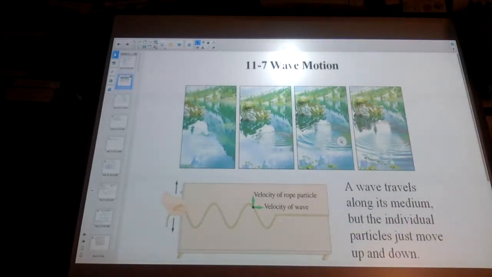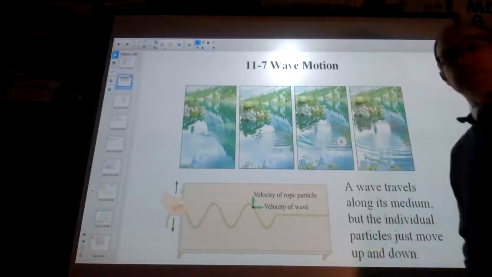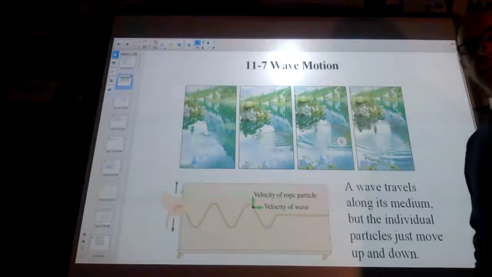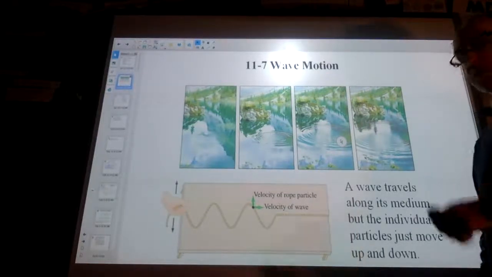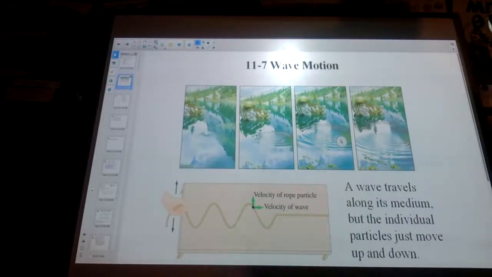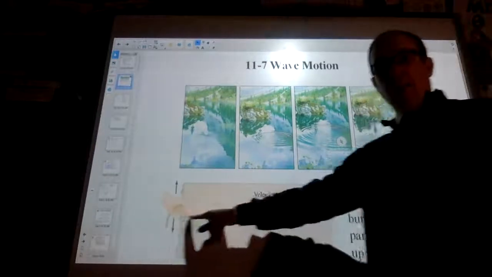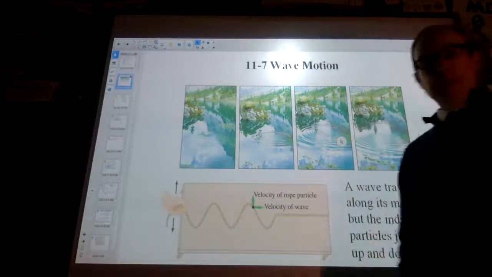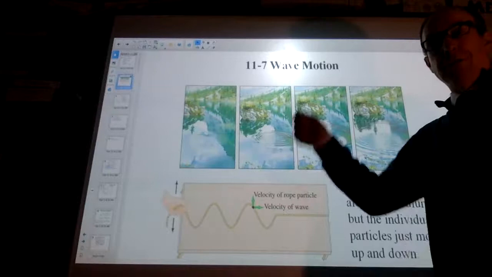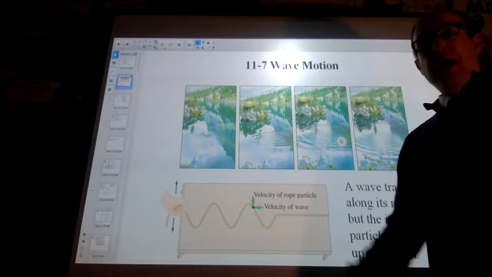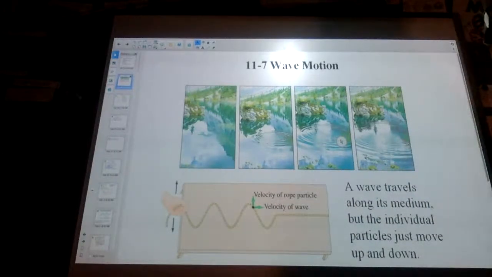So the idea of this is this disturbance gets pushed through the particles, but the particles themselves aren't moving the whole distance. The wave itself, in this case, is going sideways, but the individual particles on the rope are just going up and down, and they are propagating a wave that's perpendicular to this.